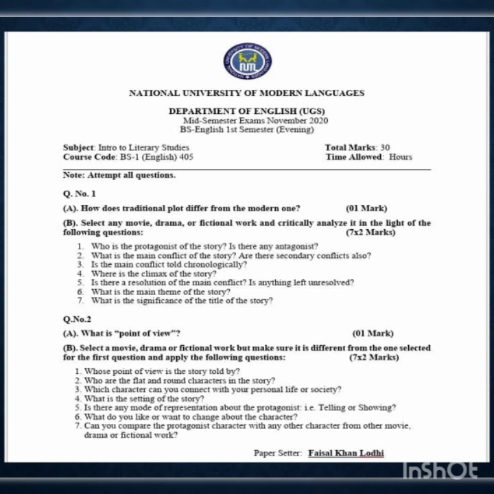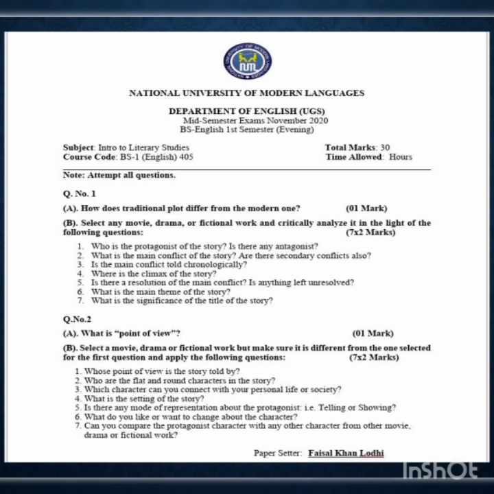And part B is select a movie, drama, or a fictional work, but make sure that it is different from the one you have selected for the first question and apply the following questions. Question number one, whose point of view is this story told by? Question two, who are the flat and round characters in the play? Third point is which character can you connect with your personal life or society?